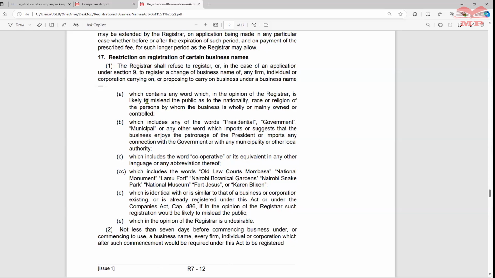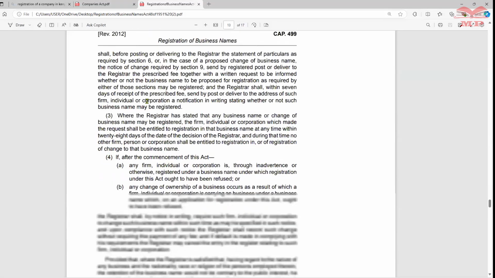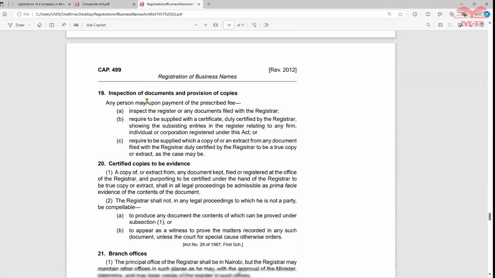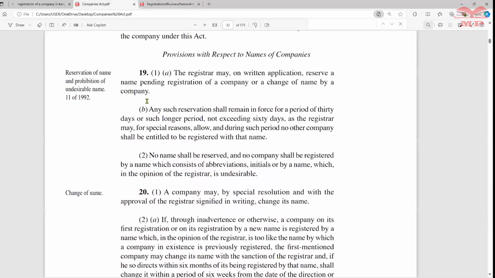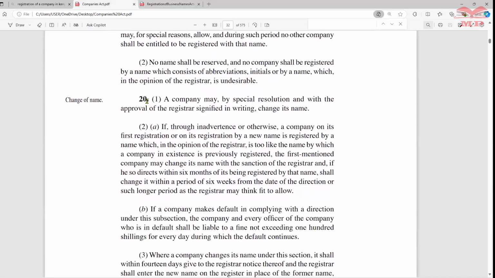So we had talked about the change of name. It can be voluntary or it can be compulsory. So Section 20 provides that by special resolution, Section 20 of the Companies Act, not the Registration of Business Names, a company may by special resolution and with the approval of the registrar change its name.